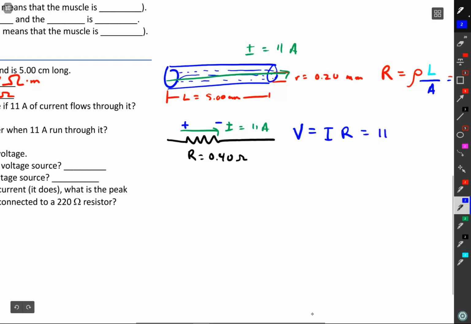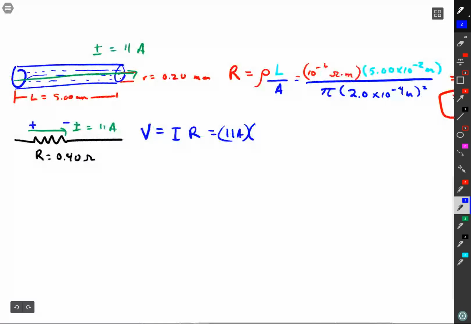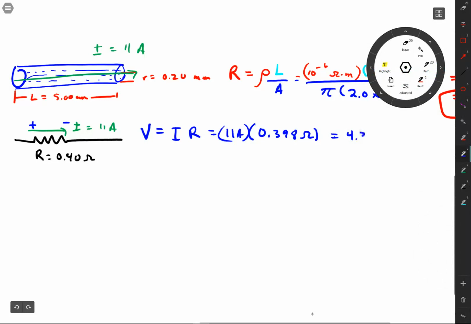So that's going to be 11 amps. And now I'm going to use my extra digit there of 0.398 ohms. And that gives me a voltage of 4.38 volts, a voltage drop of 4.38 volts, which, to correct significant digits, is going to be 4.4 volts.